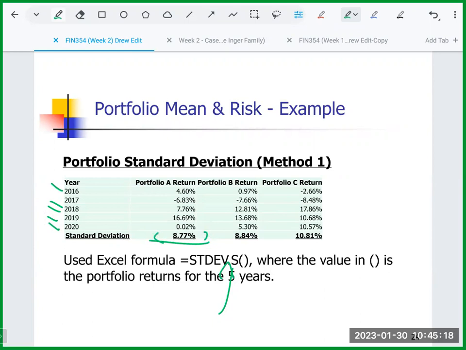Now, this method is perfect, right? It seems very easy. But what you miss is calculating the correlation and or covariance. Remember, both methods are correct. So that's the end of method 1. Yes, we get the portfolio A standard deviation of 8.77. That's the answer. The portfolio B standard deviation is 8.44. That's the answer again.